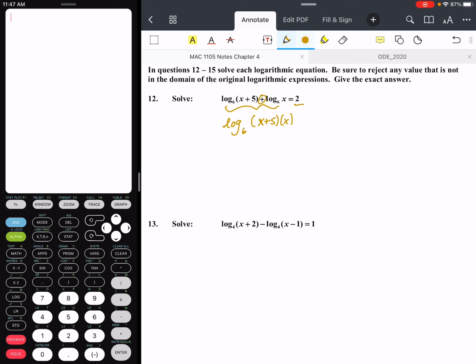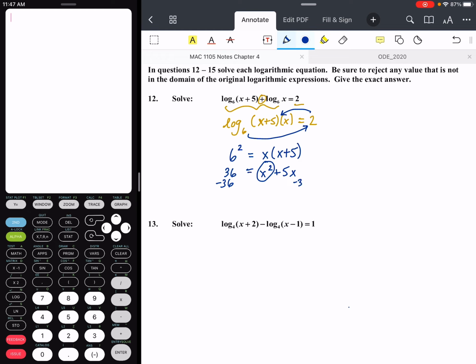times x equals 2. So I condense into 1 log. And then I can rewrite this in exponential form. So 6 raised to the power 2, 6 squared, equals x times (x + 5). I'm just going to rewrite it this way because it looks prettier. And then I can go ahead and rewrite 6 squared as 36. On the right-hand side, let's distribute to get x squared plus 5x. And I see we've got that quadratic, x squared.